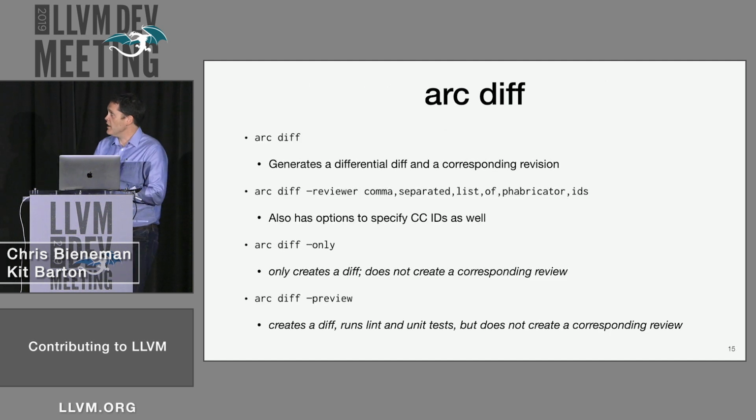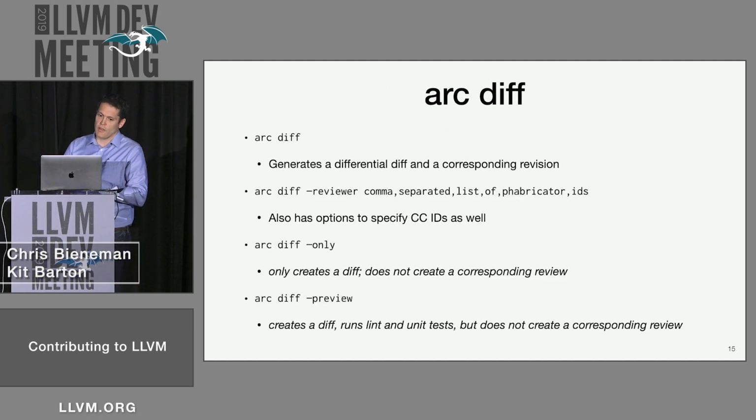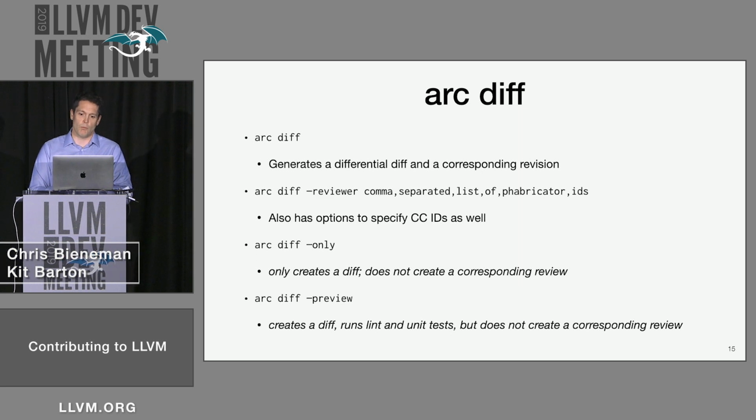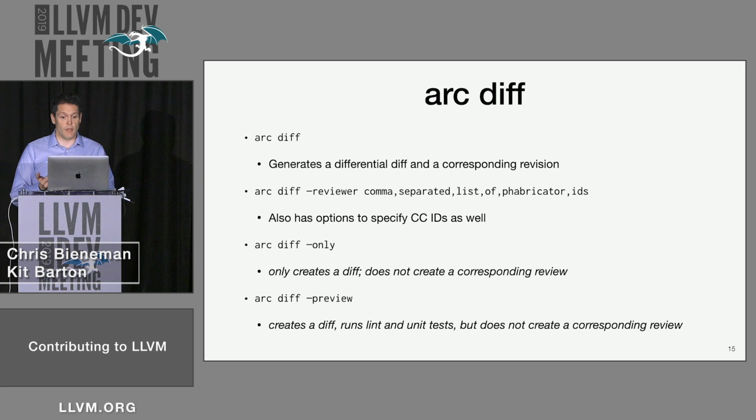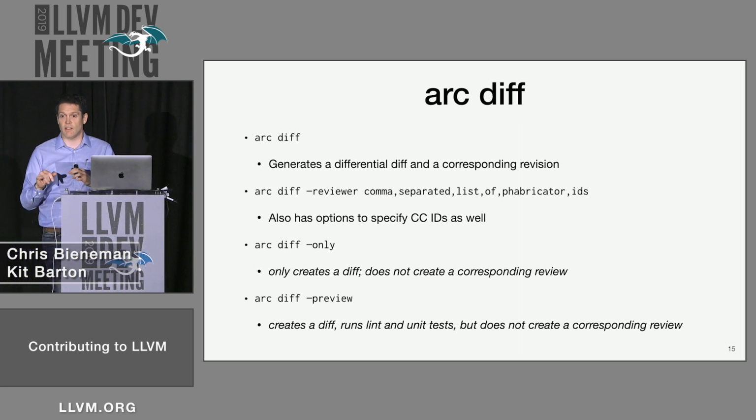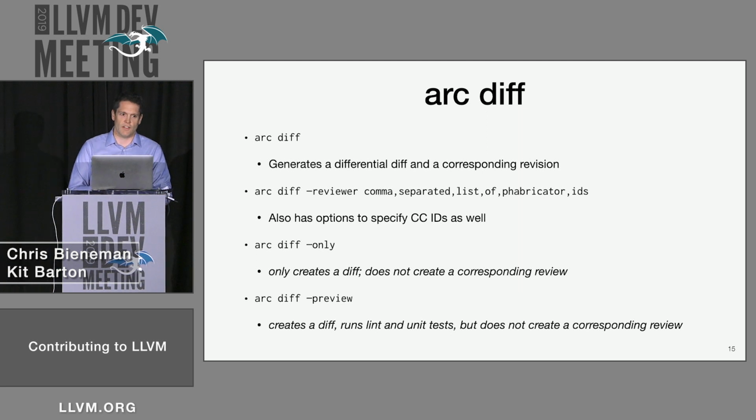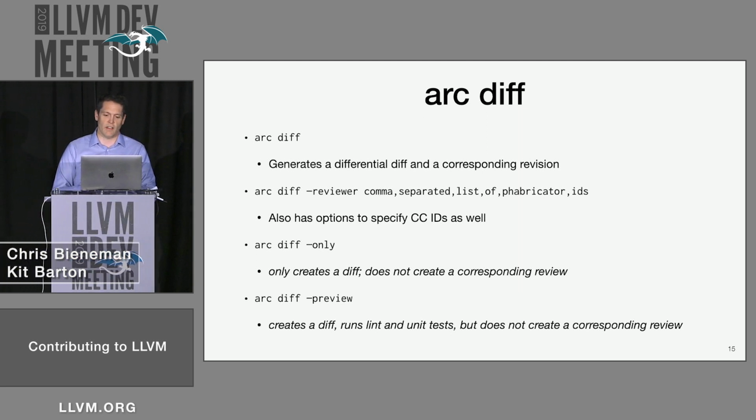Okay, so ArcDiff, as I mentioned, is one of the tools that Arc provides. It's used to generate the differential and create the revision. On the command line, you can specify who you want the reviewers to be. It's a comma-separated list of the Phabricator IDs, which does require a little bit of manual work unless you have memorized people's Phabricator IDs. It isn't always the same as what shows up in Git and in the commits. So you do sometimes need to go and look up people's Phabricator IDs.